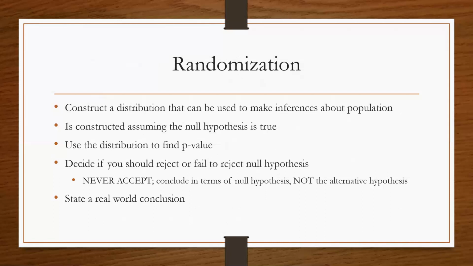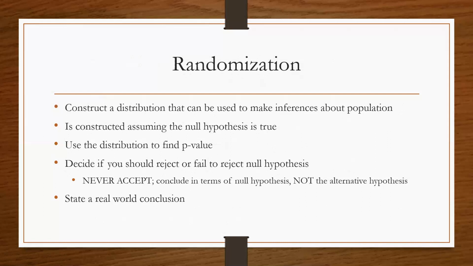Oh. All right, so randomization. Basically, you're going to construct a distribution that can be used to make inferences about the population. It's going to be constructed assuming that the null hypothesis is true. You can use this distribution to find the p-value, and you can decide from it if you should reject or fail to reject the null hypothesis.